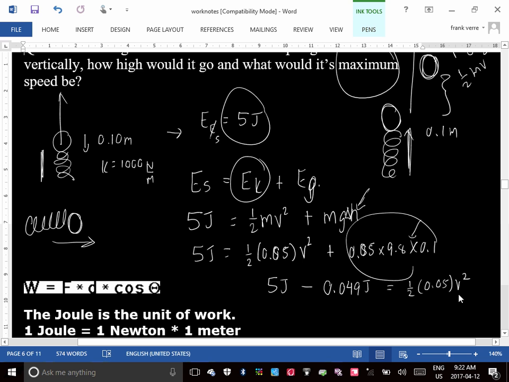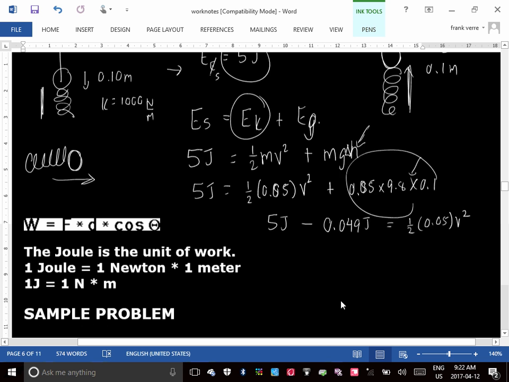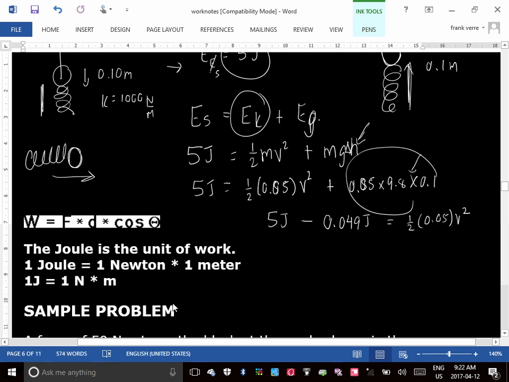Okay, so there you go. We now have the energy on one side. Don't worry about all this. 5 joules minus 0.049, which should be like 4.9, I'm going to round it off to 4.95 joules, is equal to 1/2 mv squared. Now I'm going to get rid of the half, so I'm going to multiply by 2 and then divide by the mass.